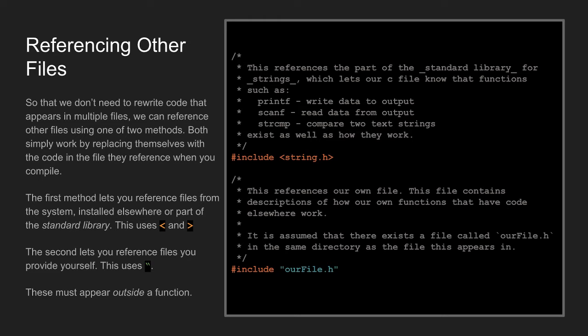We can do similar things with our own files. So if we have our own file that has some code that appears frequently across a number of programs or files, etc., we can use double quotation marks to have a file that's in the same directory as our program dumped in the middle of another.